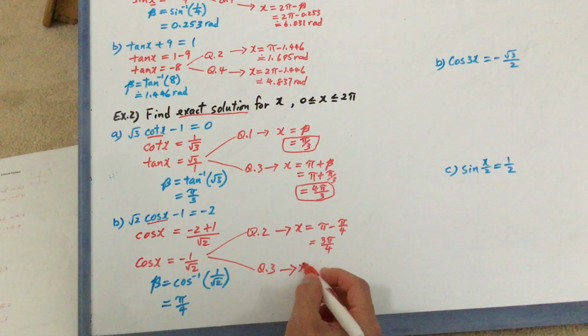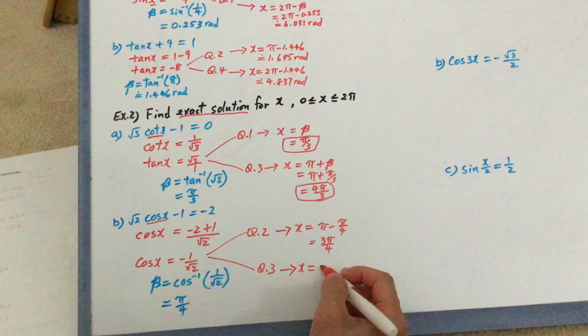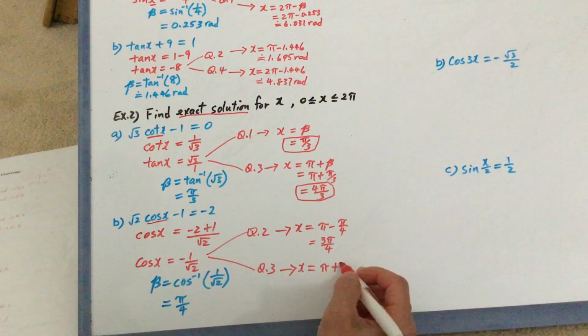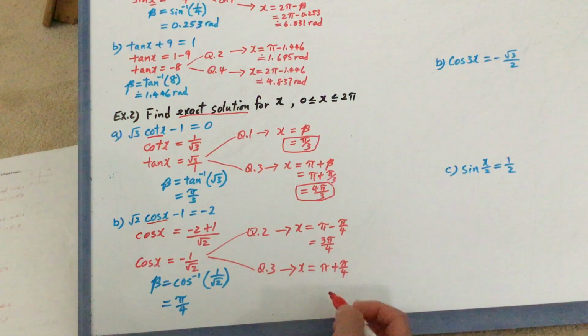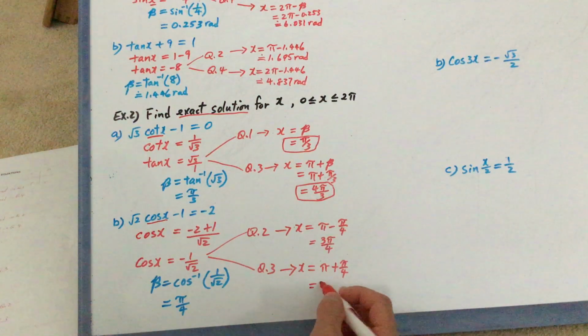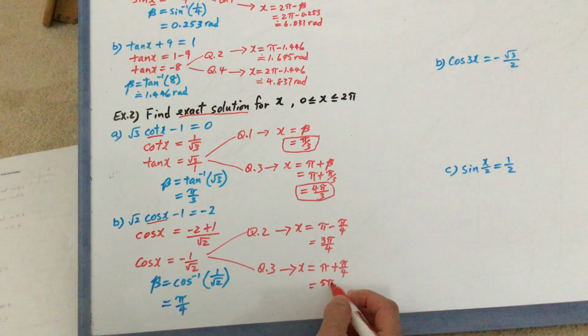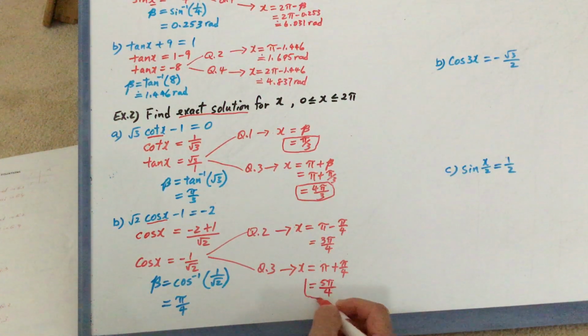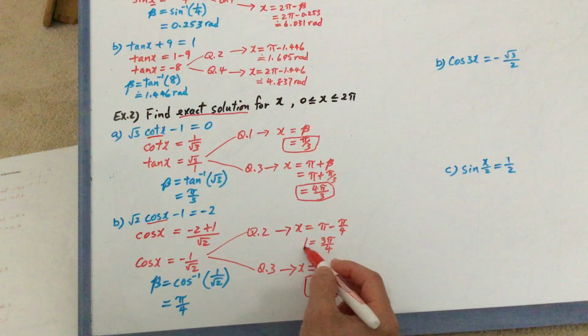And in quadrant 3, your principal angle x is equal to pi plus the related acute angle, pi over 4. With a common denominator, you will get 5 pi over 4 in quadrant 3. And this is in quadrant 2.